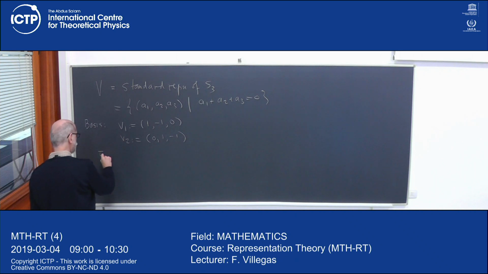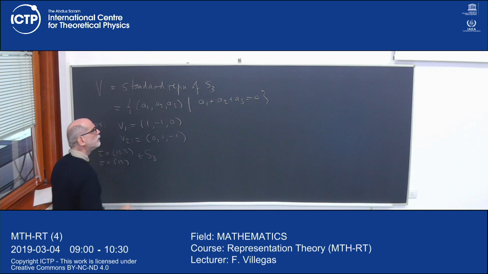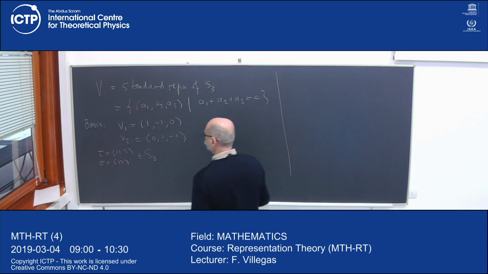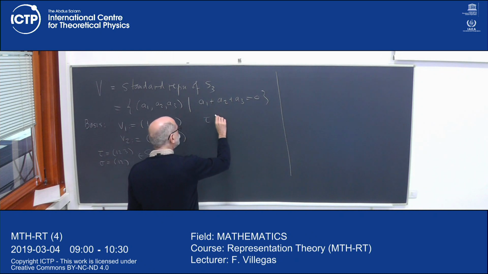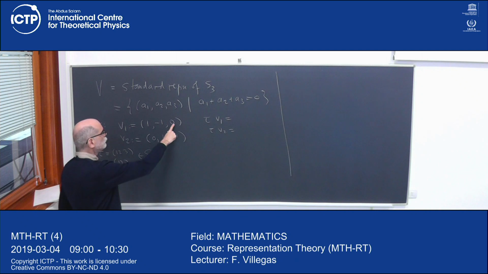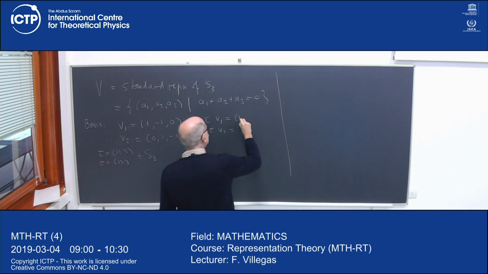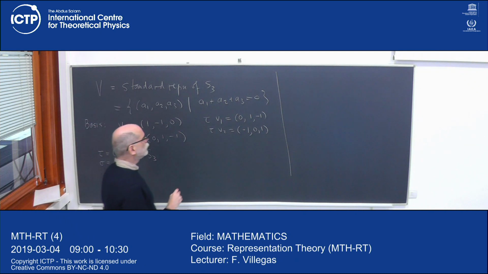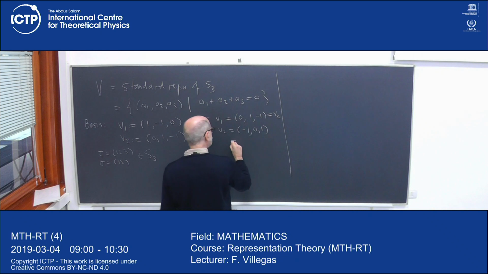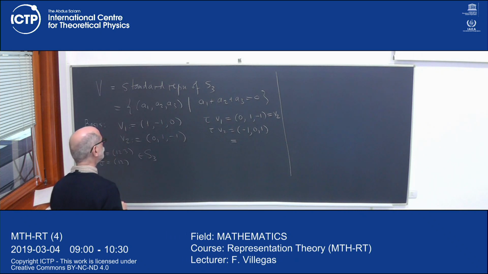And we had our two elements: tau, the cycle 1, 2, 3, and sigma, the cycle 1, 2 in S3. You can see the action of each of these two generators on our vectors. So tau sends v1 to v2 and v2 to the third. Recall how this goes. We cycle with the third one going to the first place. So this is 0, 1, minus 1, and this is minus 1, 0, 1, which we can see is V2, and this one we can write in terms of V1 and V2 as minus V1 minus V2.